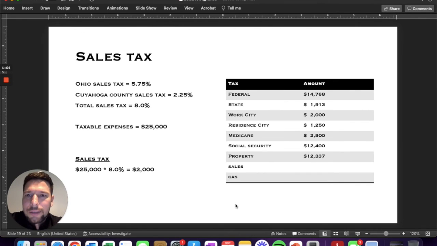In sales tax, in Ohio, the state sales tax is 5.75%, and then Cuyahoga County, which is the county that Cleveland Heights sits in, also levies an additional 2.25%. So anything that you purchase that qualifies for a sales tax is going to be taxed at 8%. And as we mentioned, John has about $25,000 of taxable expenses per year, which comes out to another $2,000 in taxes that he'll be paying on goods and services that he's purchasing.